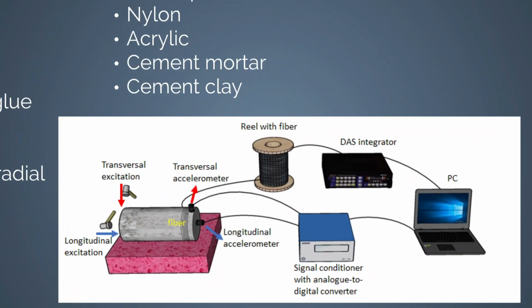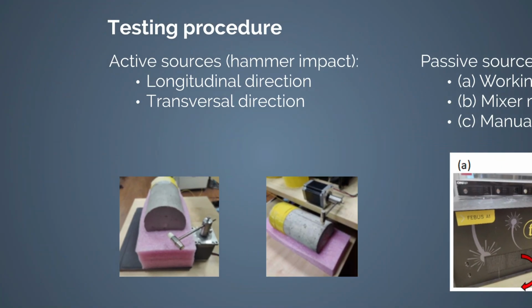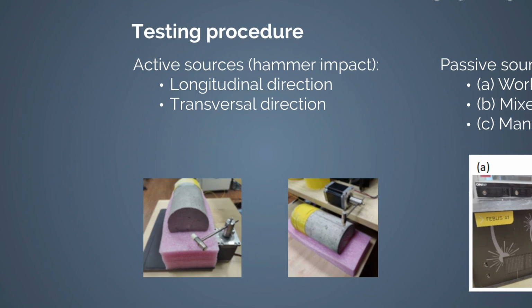To demonstrate the robustness of our method with different materials, we use samples made of nylon, acrylic, cement mortar, and cement clay. To generate the active source, we use a small hammer that induces a measurable mechanical vibration without causing any plastic damage to the specimen. We perform strikes in both longitudinal and transversal directions to excite the material resonance.